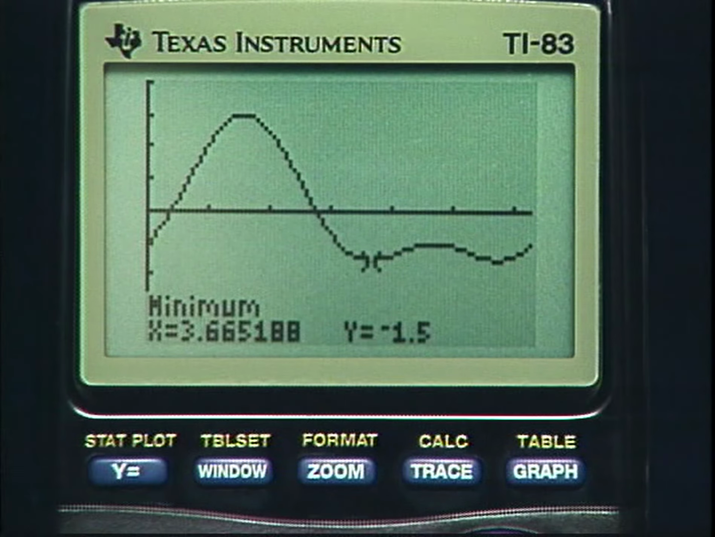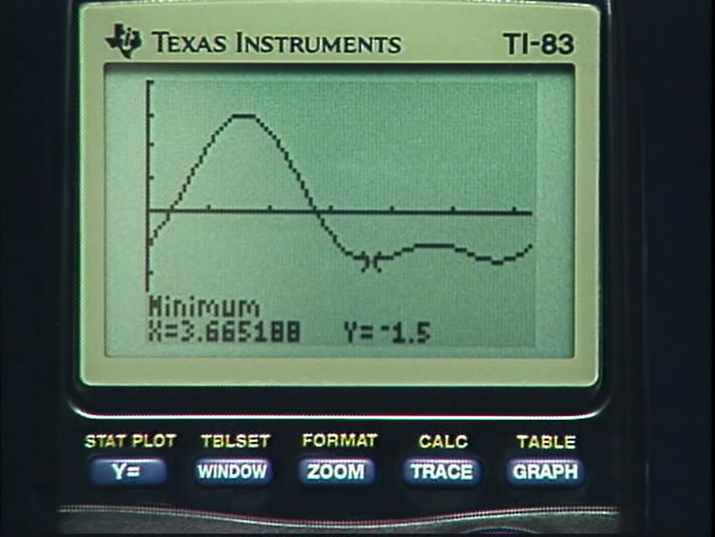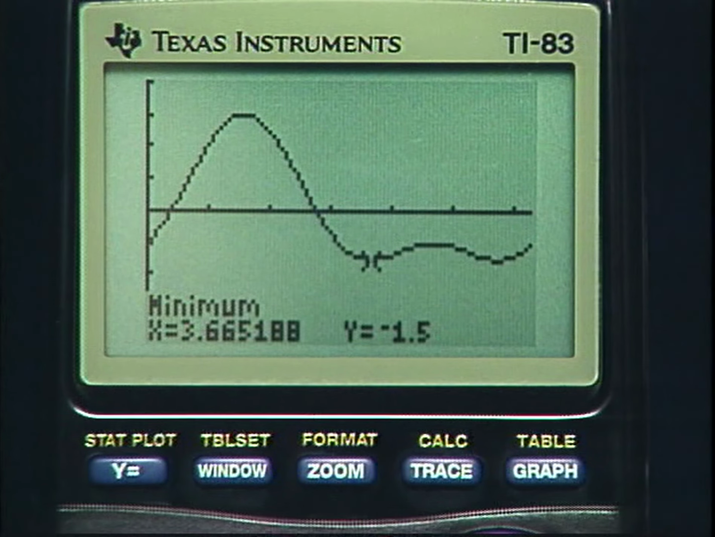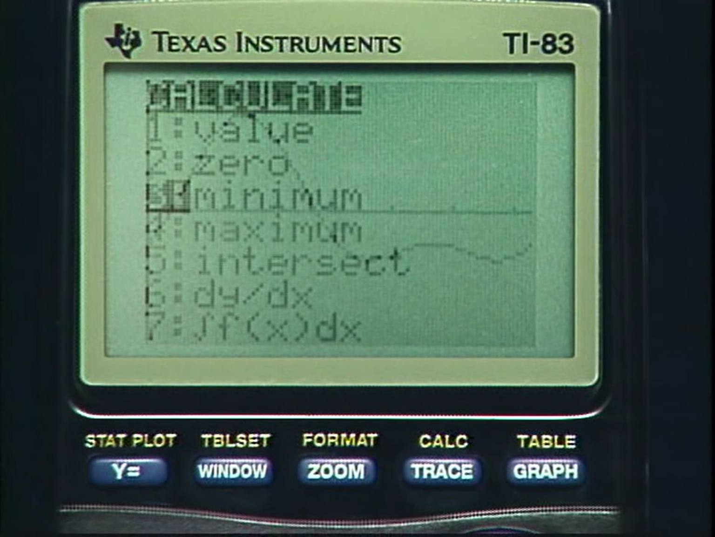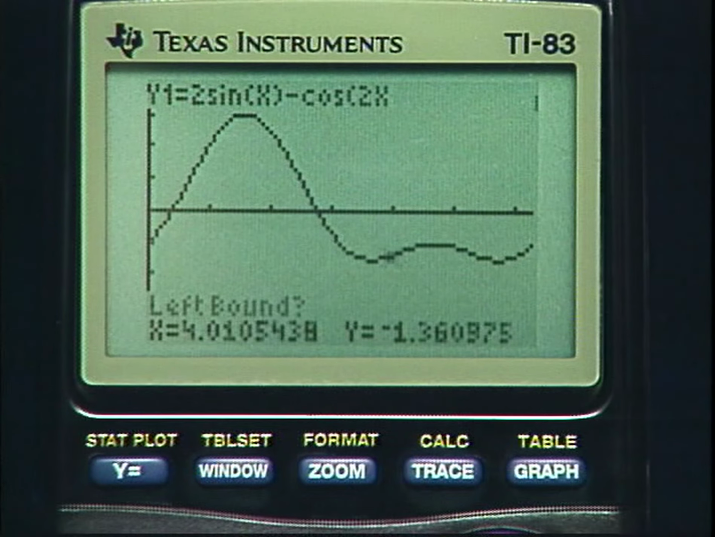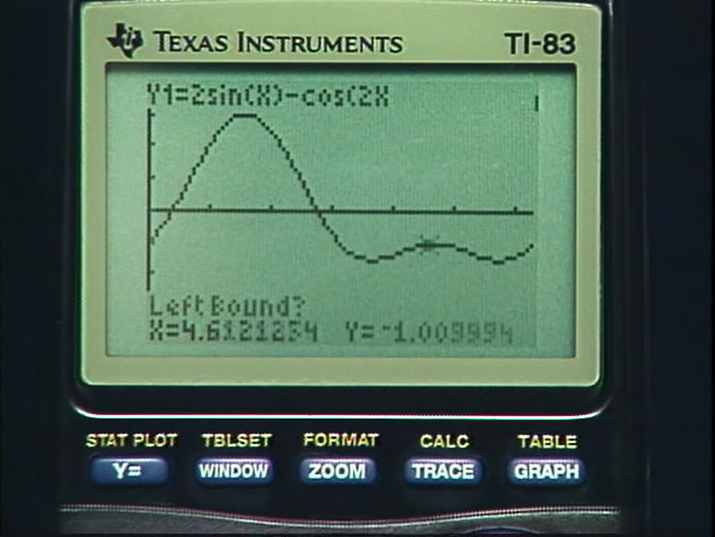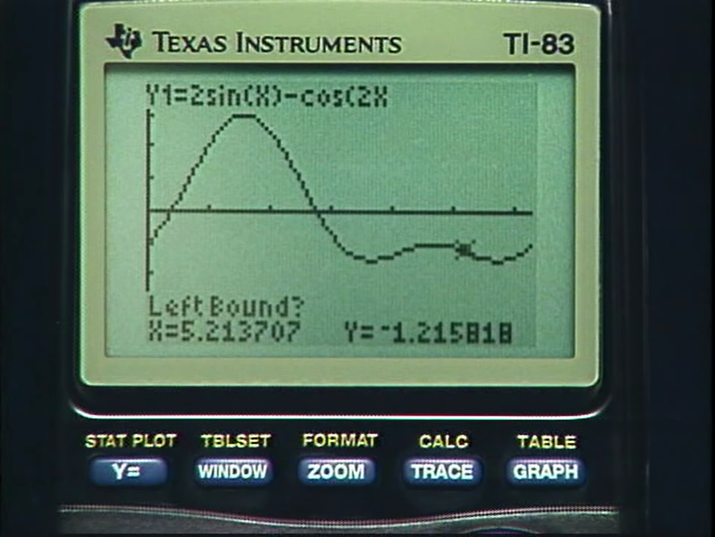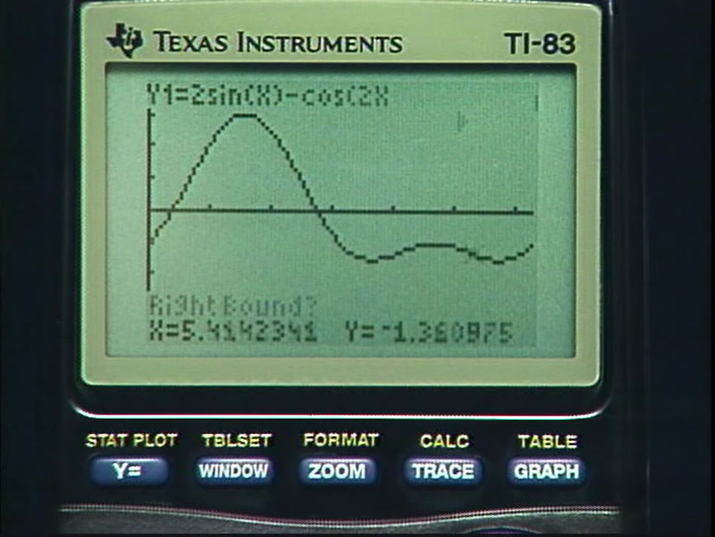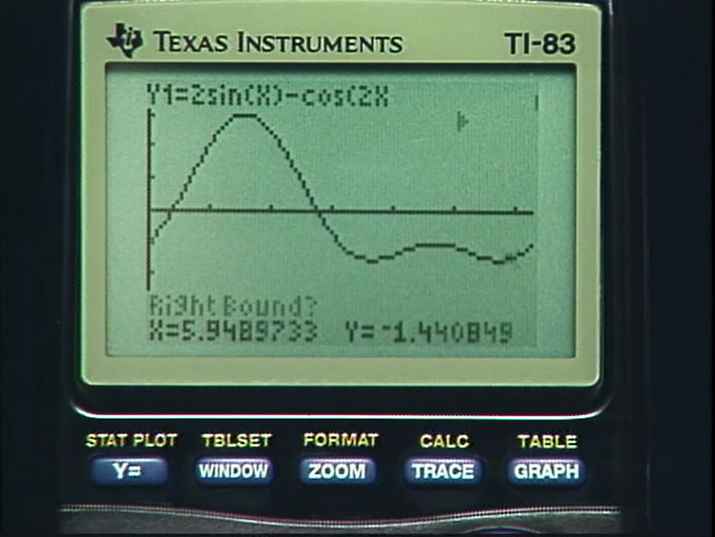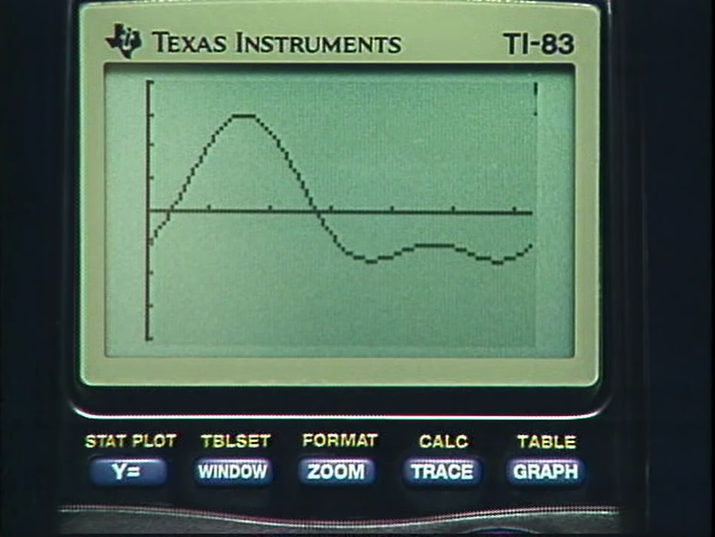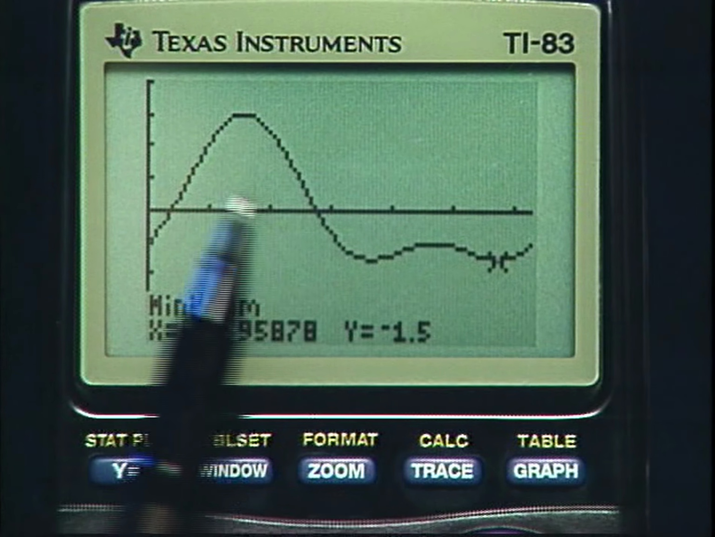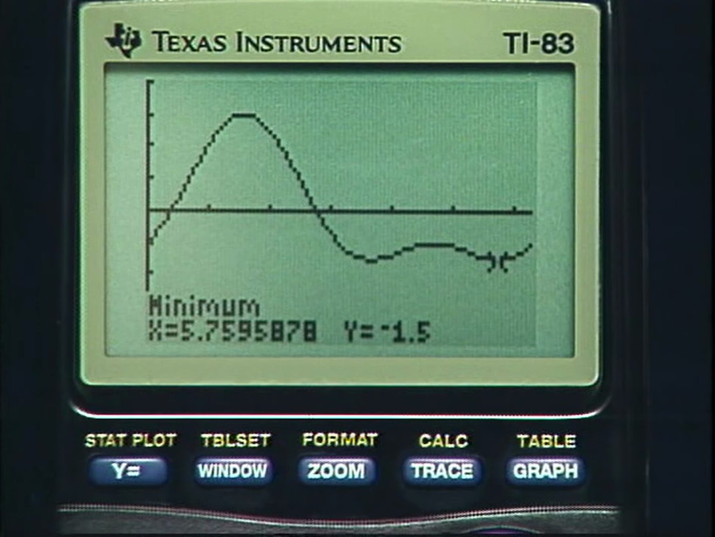Now we want to verify or determine whether or not the minimum to the right of this is the same. And so we would go over and select minimum again, and then cursor over and get in the neighborhood of the other minimum value and press enter. And now we want the right bound. So we just want to go past that low point somewhere like this. I'll press enter, and then for a guess, I'll just use this point, entering again. And notice that the y component is again -1 1/2, and it also gives us the x component for that.